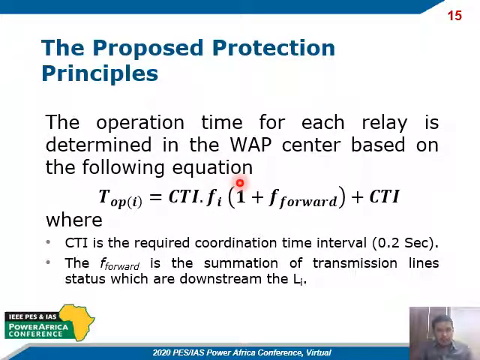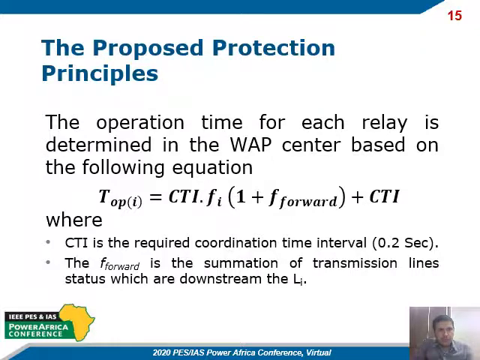The operation time for each relay is determined in the control center based on the following equation, where the variable CTI is the coordination time interval, which is 0.2 in this study, and F forward is the summation of the transmission line statuses which are downstream of the transmission line under study.